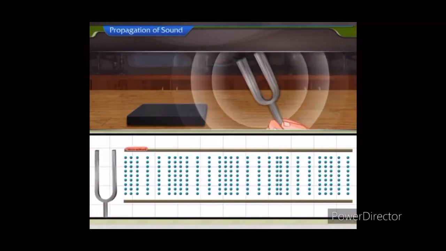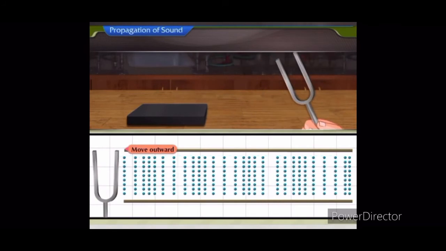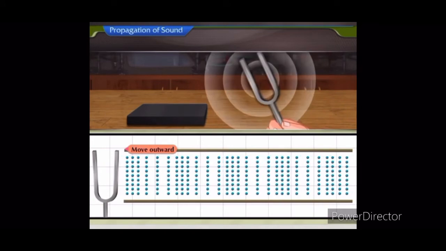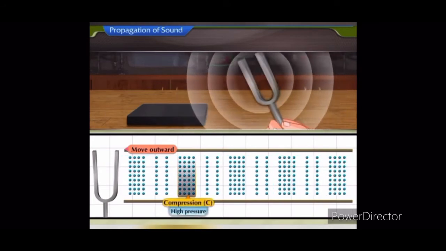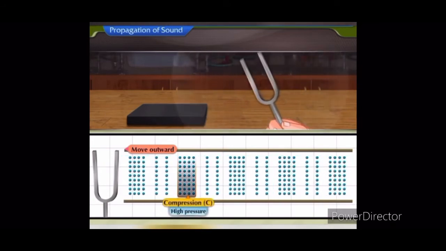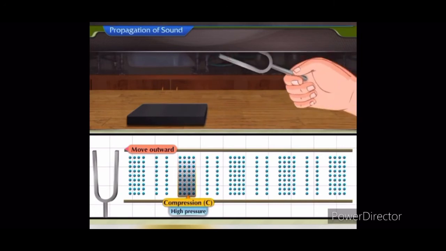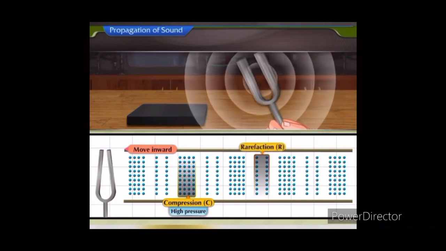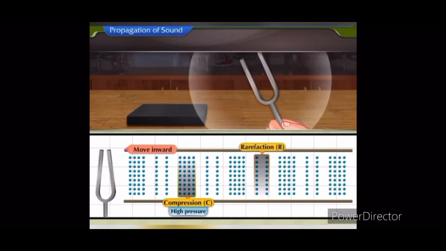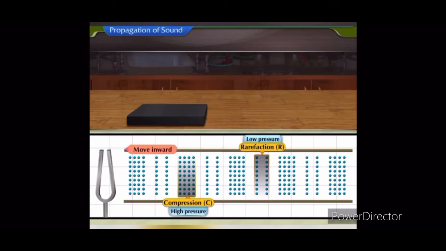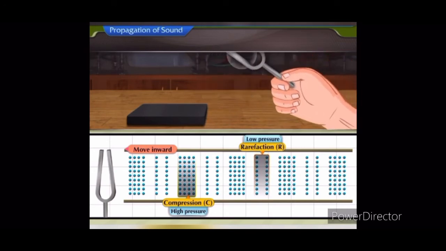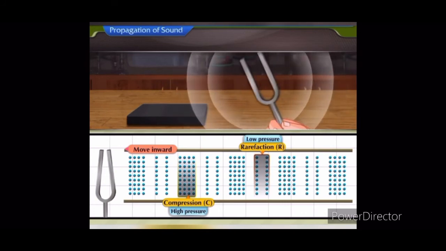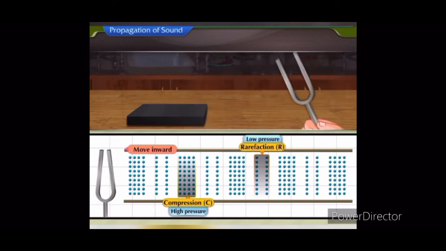When the prongs move outward, they push and compress the air layer adjacent to it, creating a region of high pressure or compression, C. As the prongs start moving inwards, they create a region of rarefaction, R, or low pressure. Due to this, the first layer compresses the layer next to it and undergoes rarefaction.